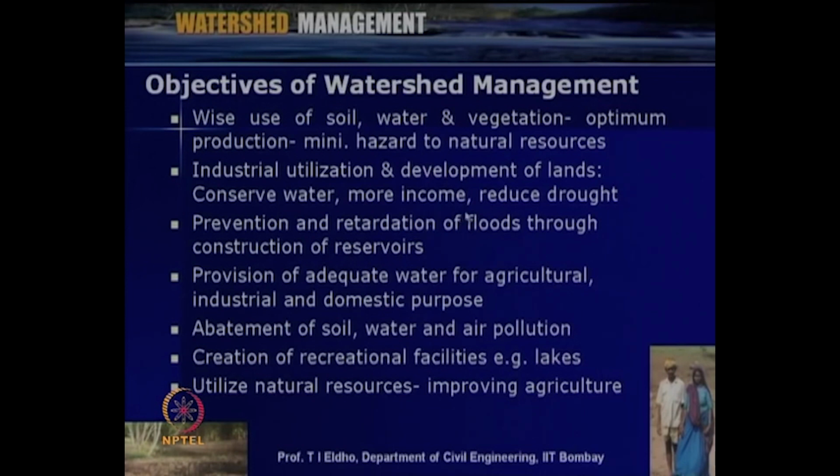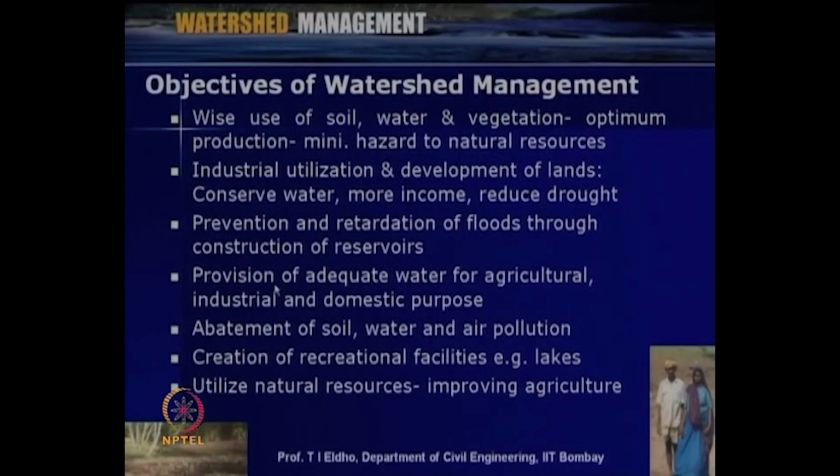So, as I mentioned, flooding can be a big problem for many of the watersheds. So, we can have various management practices like construction of check dams, construction of levees, etc., so that we can reduce the flooding problem for the considered watershed. Then the fourth objective can be provision of adequate water for agricultural, industrial and domestic purposes. As far as the total utilization of water in the watershed is concerned, there are various uses like domestic use, agricultural use, industrial use, etc. So, we have to see the optimum utilization of the available water resource. So, that can be another objective.